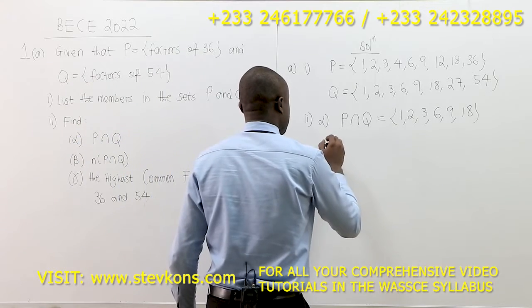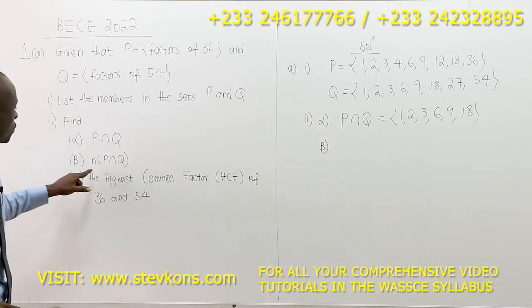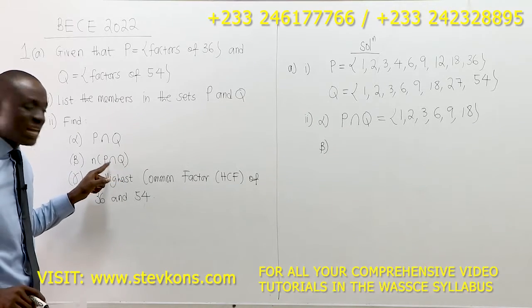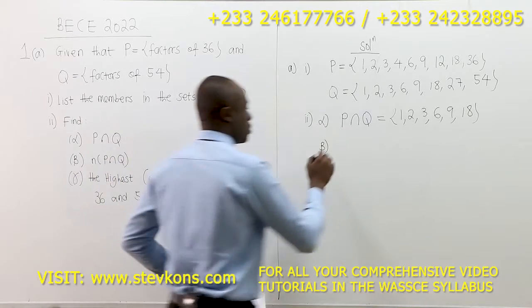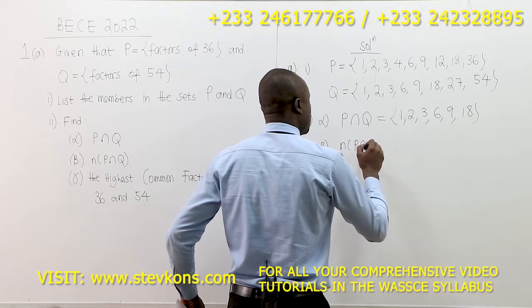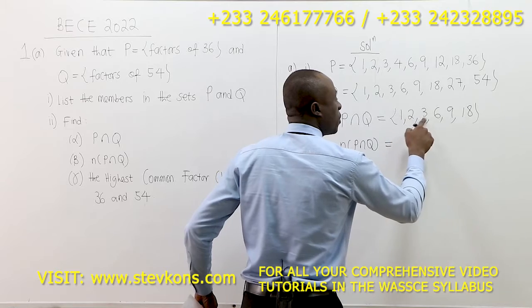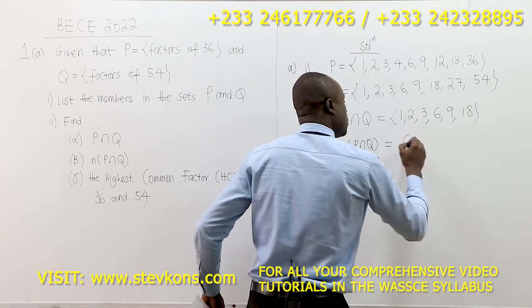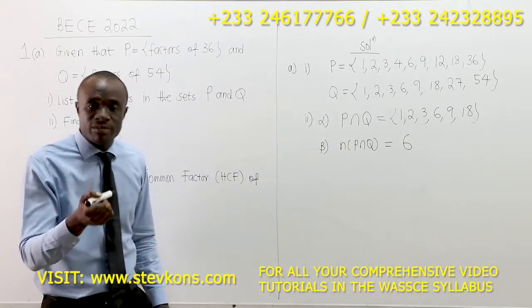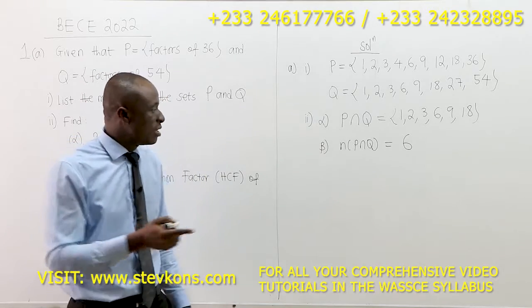Now let's see, what is beta saying? Beta says that you should find the cardinality or the number of elements in P intersection Q. How many elements do we have here? 1, 2, 3, 4, 5, 6. So the cardinality or the number of elements in P intersection Q is 6.